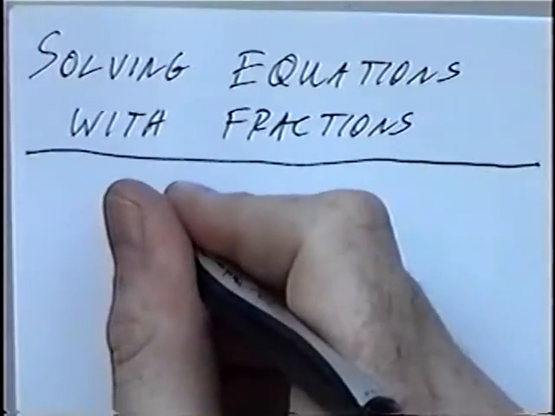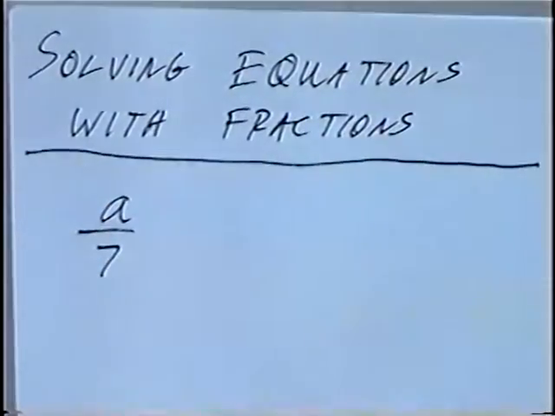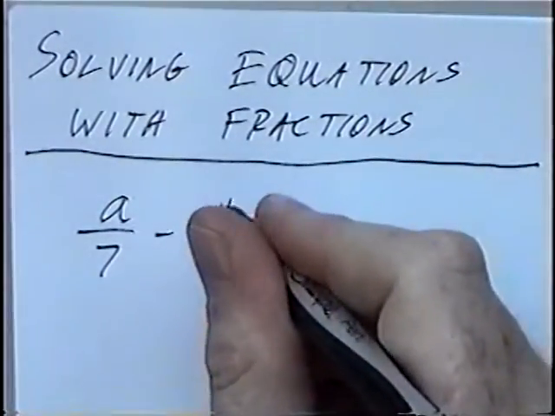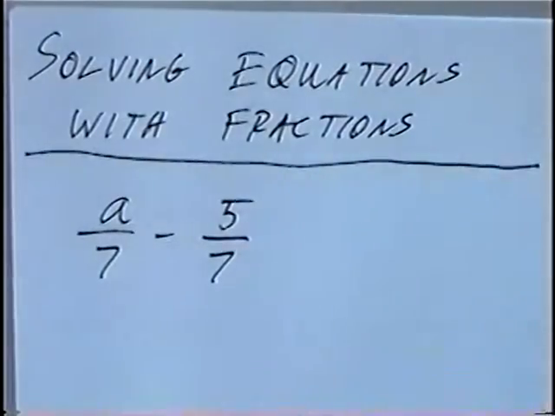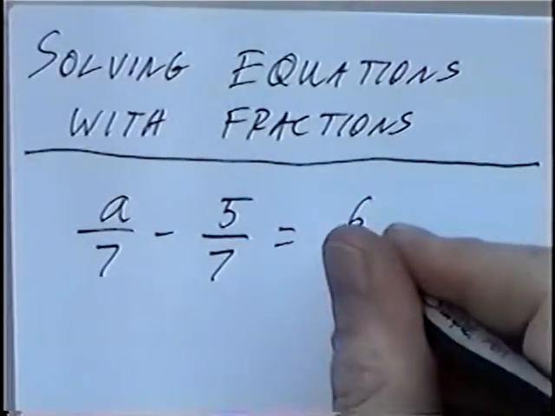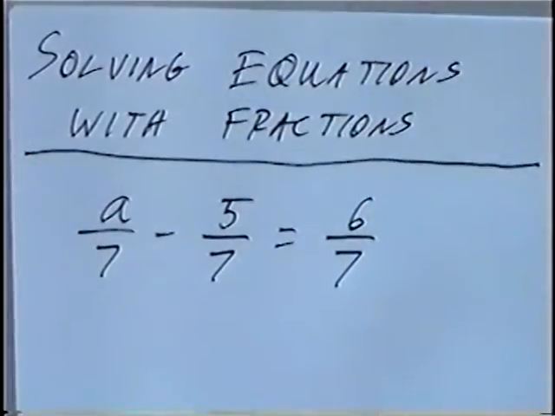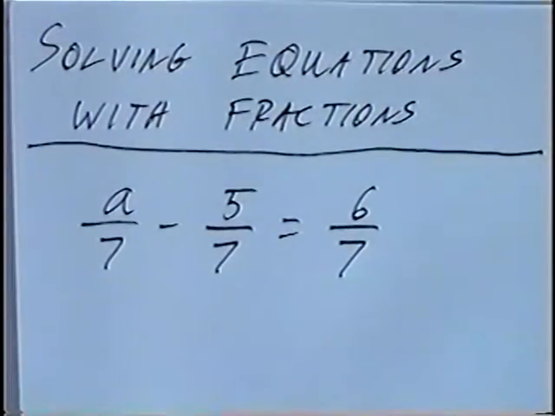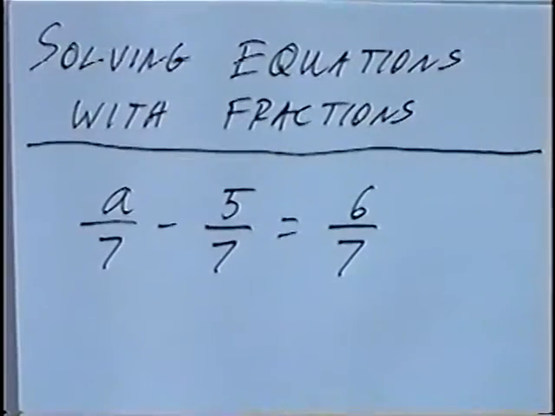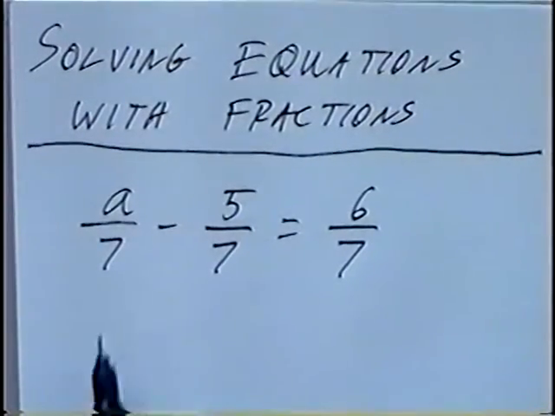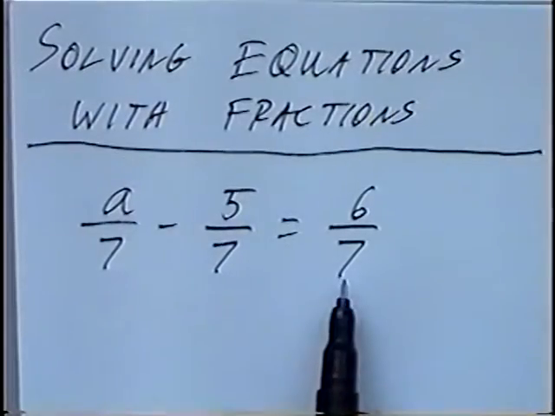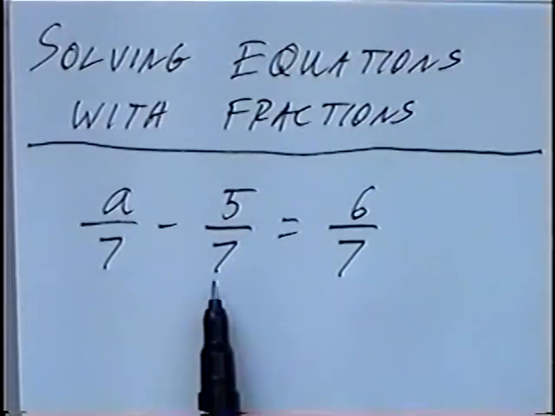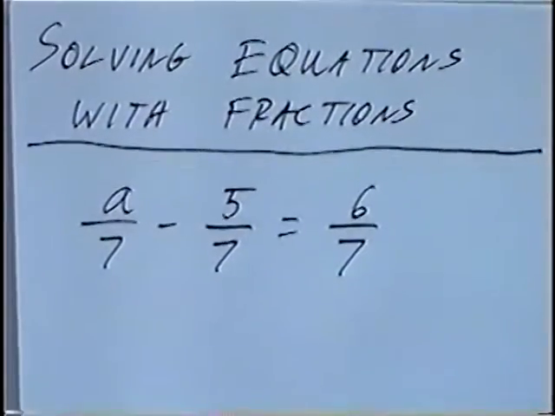First equation is a over 7 minus 5 over 7 equals 6 over 7. In this question, each term is a fraction. When you have an equation with all fractions or multiple fractions, first thing you want to do is make sure you have the same denominator for every fraction. In this case, the denominator or bottom number is all 7s.